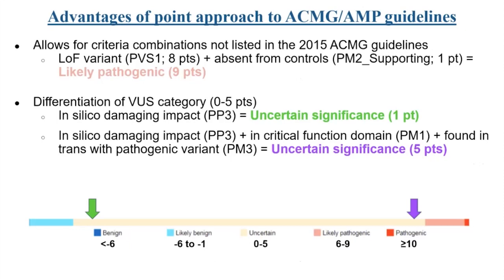Let's say you also have a variant where the in silico tools suggest damaging. It's also in a critical functional domain and was found in trans with a pathogenic variant. That is also a variant of uncertain significance, but in the 5-point range, so really close to that boundary to likely pathogenic. So by taking this approach, we can better divvy out those VUSs that are more suggestive of pathogenicity and figure out if it is more appropriate to return variants in that range versus those that are uncertain significance and closer to the benign side.